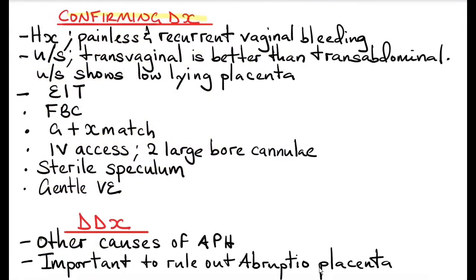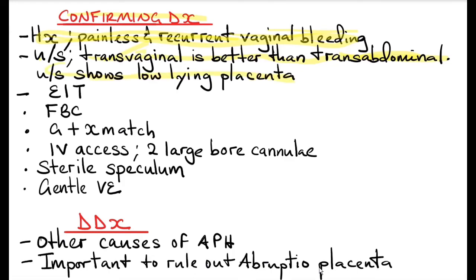Confirming the diagnosis of placenta previa, a history of painless and recurrent vaginal bleeding is very important. It's a clinical diagnosis. You order an ultrasound. Ideally, a transvaginal ultrasound is better than a transabdominal ultrasound because it's more accurate and more sensitive. So if you order an ultrasound, it might show you a low-lying placenta.